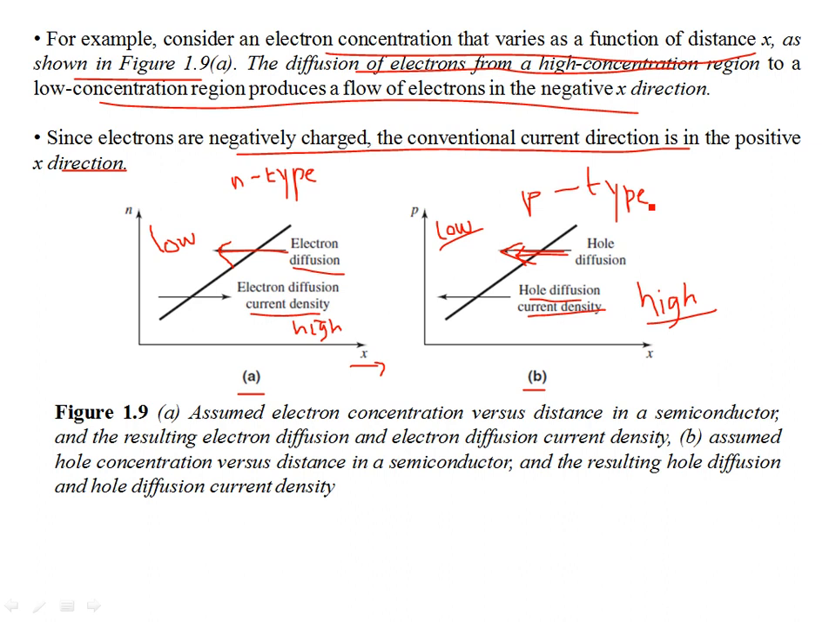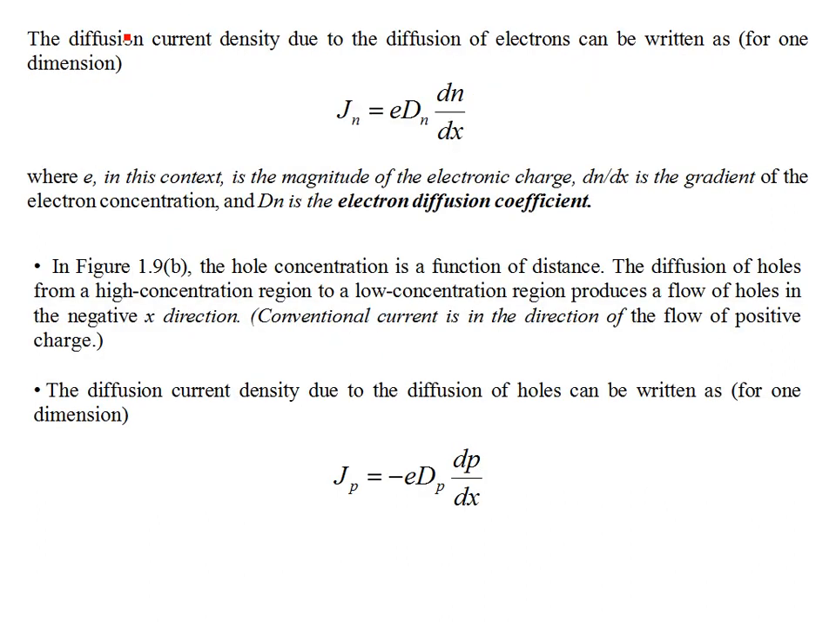Now, analytically, the diffusion current density due to the diffusion of electrons can be written as, so you have a diffusion coefficient. Okay, this is electronic diffusion. This is not a drift coefficient. This is a diffusion coefficient, the electron diffusion coefficient. e is the fundamental charge. dn by dx represents the concentration gradient.